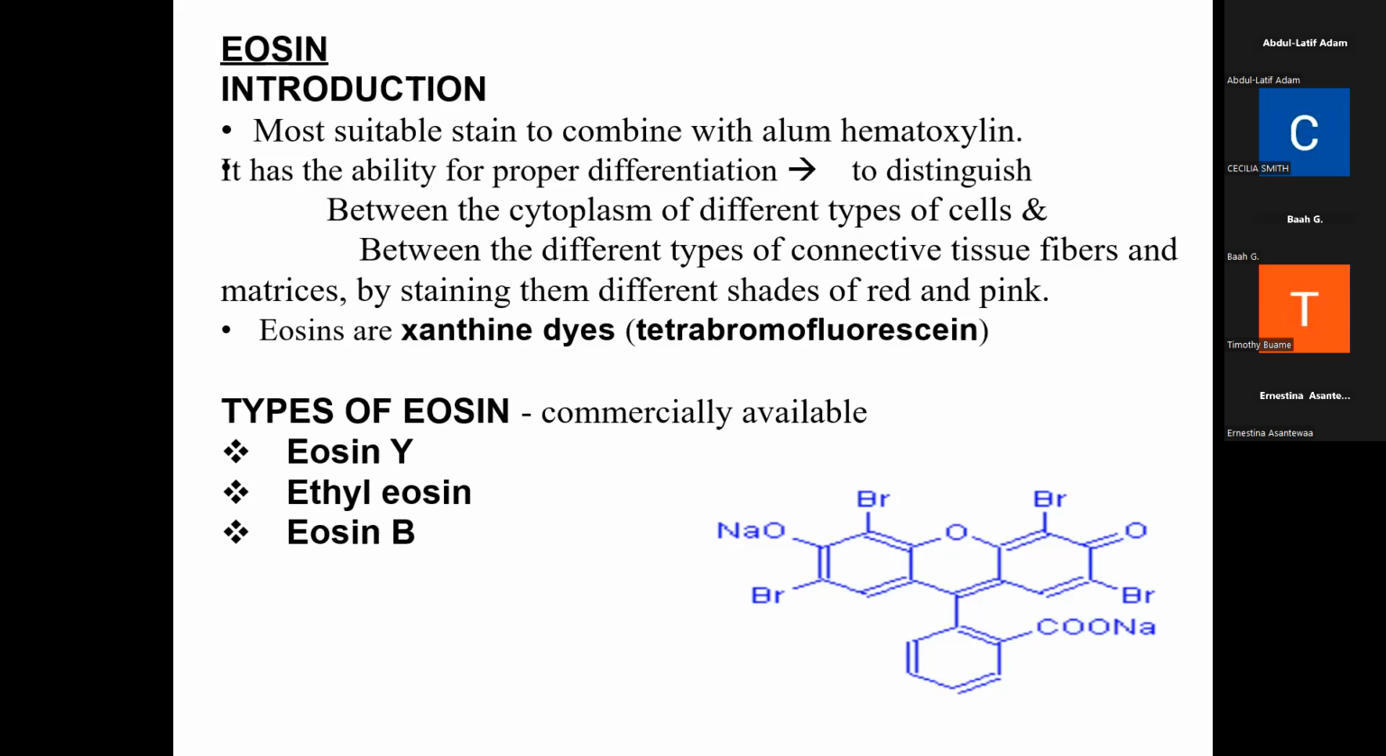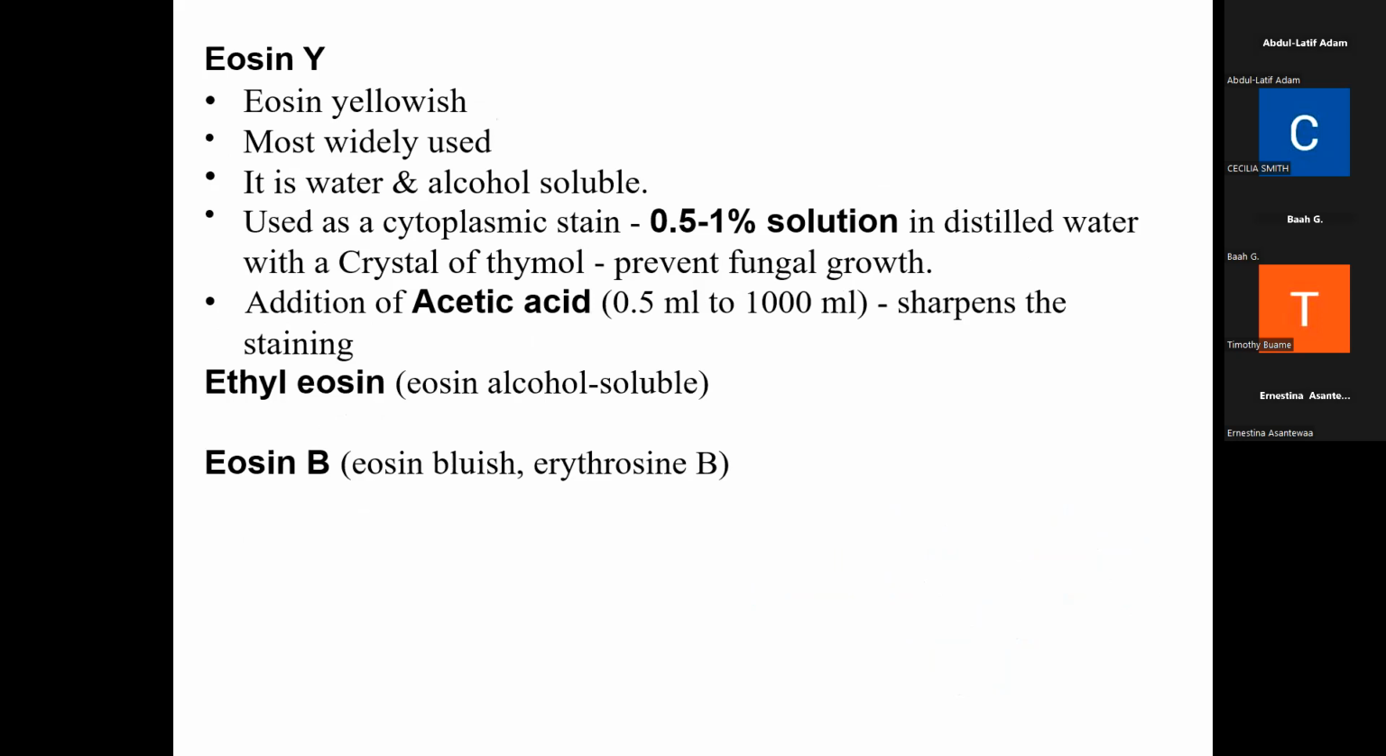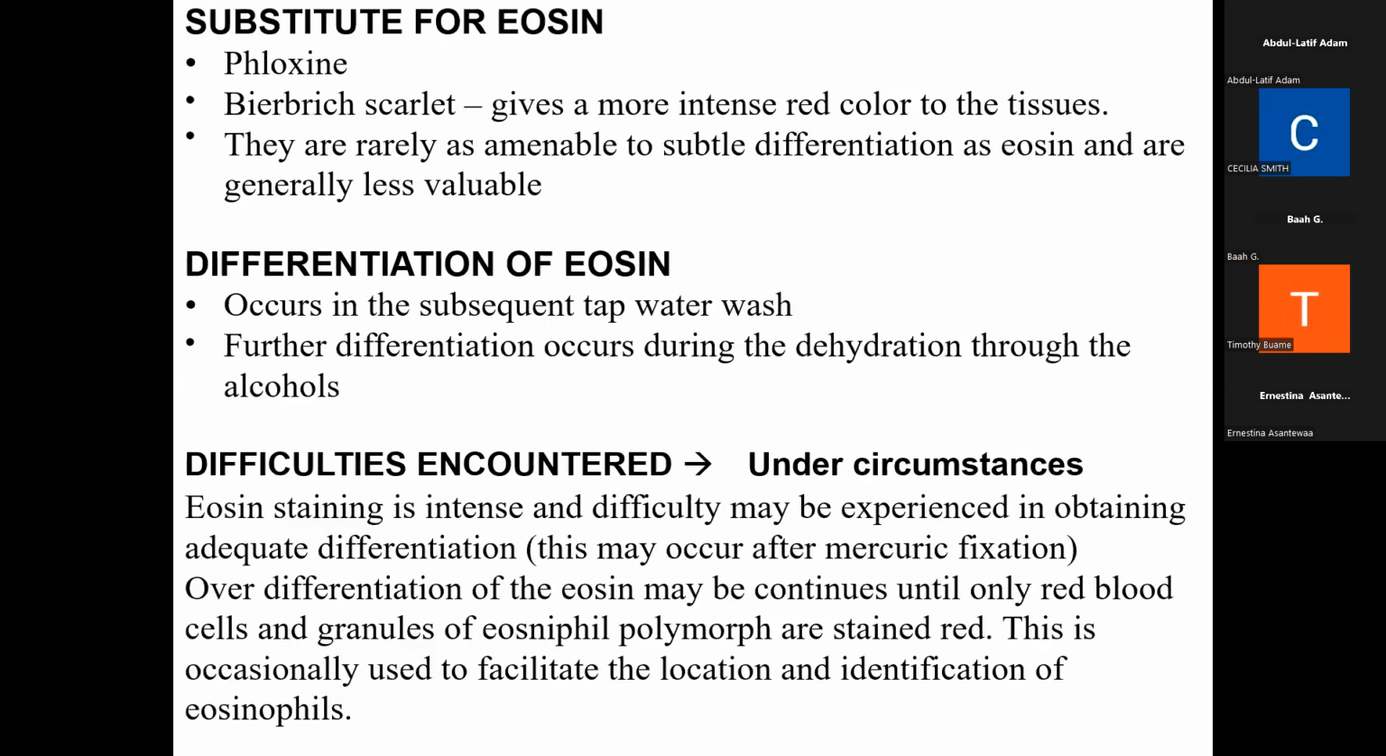usually alcoholic. Just as I mentioned, it is usually used at a percentage of 0.5 to 1%. And then you add a little acid alcohol to make the pinkish color come out very nicely. So ethyl eosin is alcoholic, as I mentioned. Eosin B has a bluish component. Eosin Y has a yellow component.